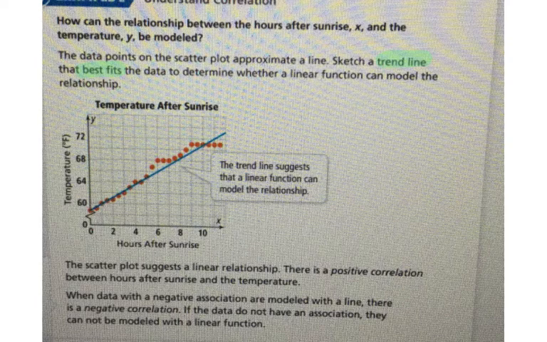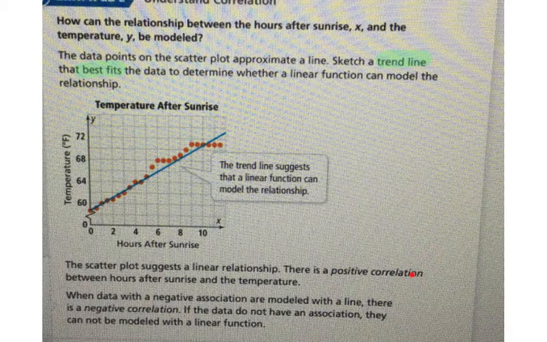that relationship. So the trend line suggests that a linear function can model the relationship because you see how these dots are kind of along that line. So the scatter plot suggests a linear relationship. There is a positive correlation because it's going up from left to right. When data with a negative association is modeled with a line, there is a negative correlation.